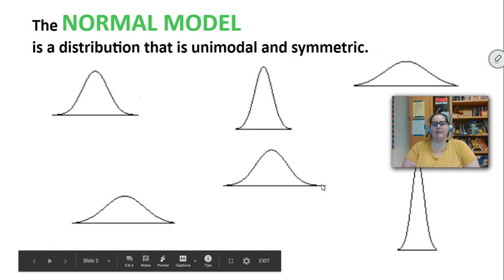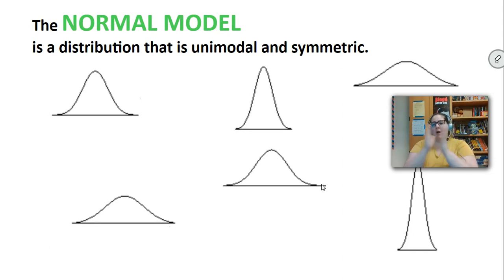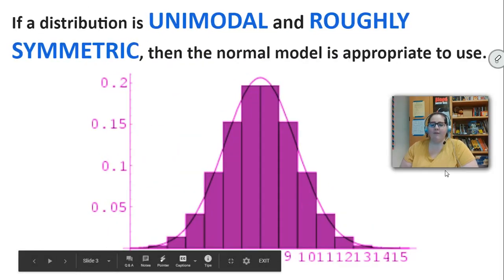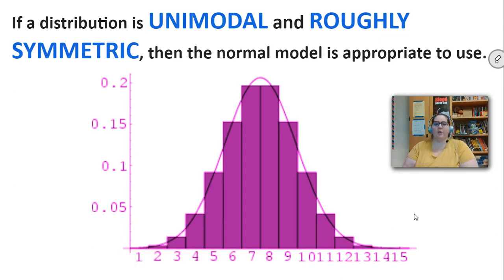Anything that is unimodal and symmetric, it doesn't matter how wide or narrow the graph is, it only matters that it's unimodal and symmetric. If we have a numerical distribution that is unimodal and approximately symmetric, then we can use the normal model in that situation to estimate percentages, which is a lot of what we do. In real life, our distributions are rarely perfectly symmetric, so we say the words roughly normal, meaning that it is unimodal and roughly symmetric.